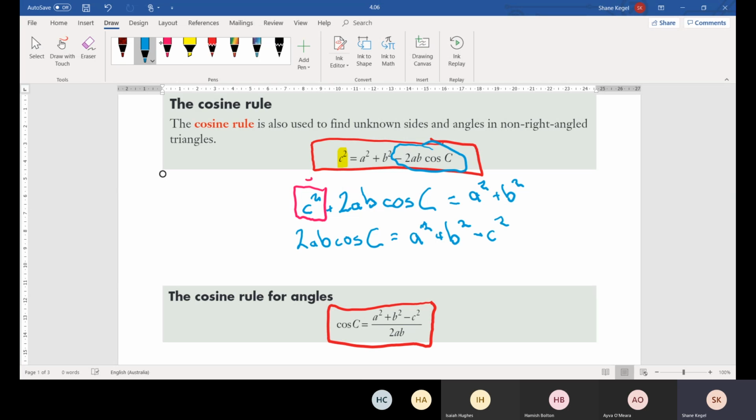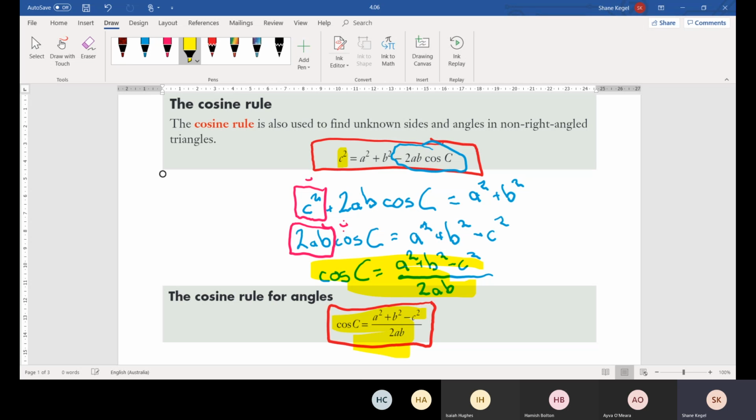So we're almost there. We just got one step left. And then we just need to get rid of this 2ab. And we apply the opposite. At the moment, it's times or multiplied, so we need to divide. And that's how we get our cos c equals a squared plus b squared take c squared, divided by our 2ab. And as you can see, that formula is now exactly the same as that formula.